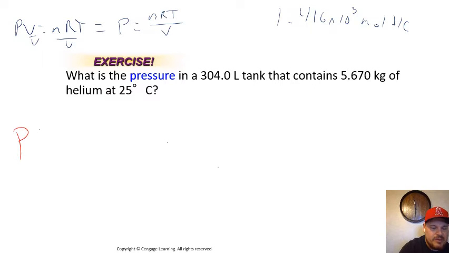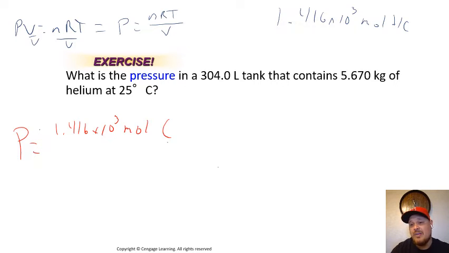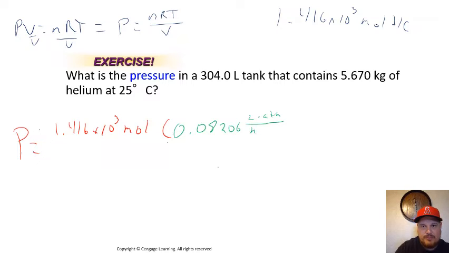So my pressure is going to be equal to 1.416 times 10 to the third moles times, I'm going to do this in different colors, so I'll do this in green. If you're red-green colorblind, I'm sorry, I really do apologize. I hope you're not. If you are, let me know. 0.08206, and the units for the universal gas constant are liters times ATMs, which is pressure, divided by moles times K for Kelvin. I'll close that all in the parentheses.